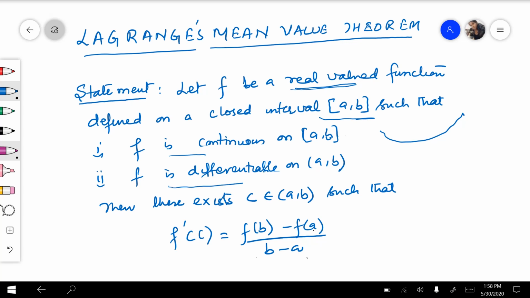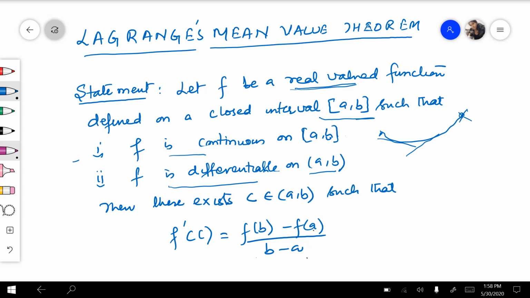That function is differentiable on the open interval (a, b). That means at every point on that graph, there is a unique tangent. And we are not including the closed interval because at extreme points, there are multiple tangents. Since the tangent is unique, we are including only the points which are between a and b.